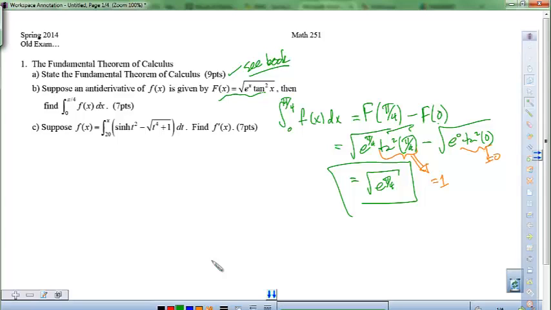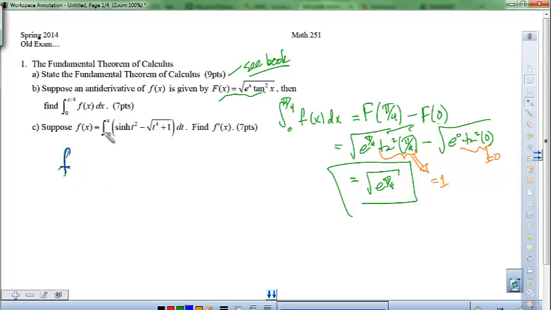Okay. The next one is asking us to find the derivative of f, where f is defined as an integral function. Now this integral function is already set up for us where x is in the top limit and we have a constant in the bottom limit. The other part about this is that we didn't really talk about the sinh function, so you probably wouldn't be expected to find the antiderivative of that, and finding the antiderivative of square root of t to the fourth plus 1 is very complicated. So you should expect to use a formula for this.